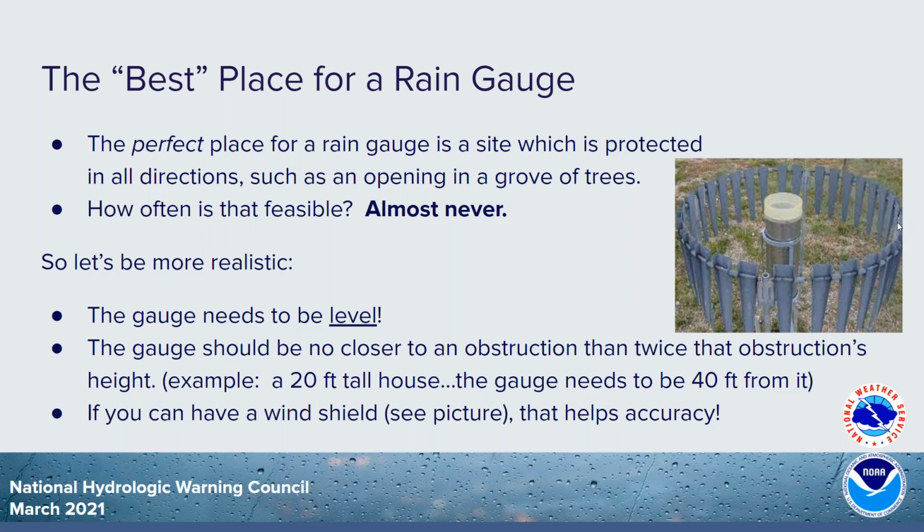The gauge has got to be level. Just because it's called a tipping bucket doesn't mean it needs to tip to one side. The gauge should be no closer to an obstruction than twice that obstruction's height. So for example, if you have a 20-foot tall house, the gauge needs to be 40 feet away from it. And if you can have a windshield like the one that's pictured around the gauge, that will help accuracy by reducing the wind turbulence in the vicinity of the gauge.